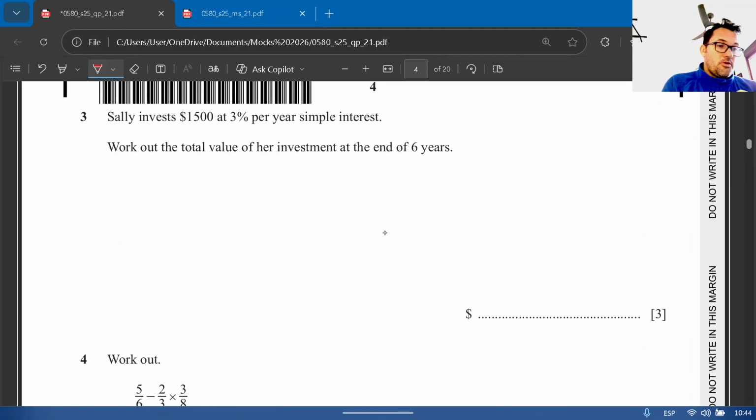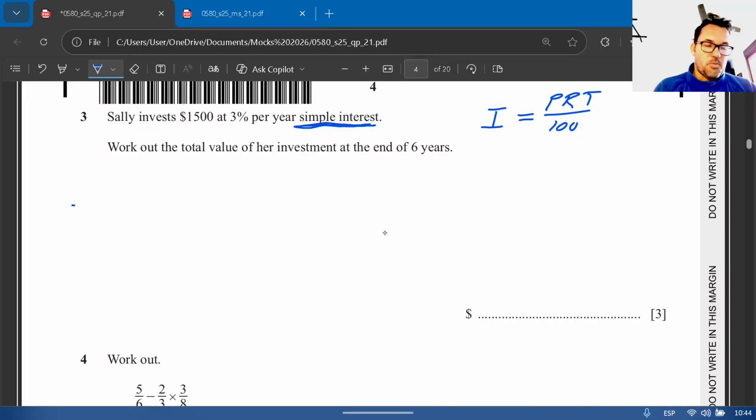Moving on to question 3. Sally invests $1,500 at 3% per year, simple interest. This is a formula you need to study. Simple interest: the formula is I, which stands for interest, equals P R T, principal, rate, time, over 100. Learn that formula. Study it.